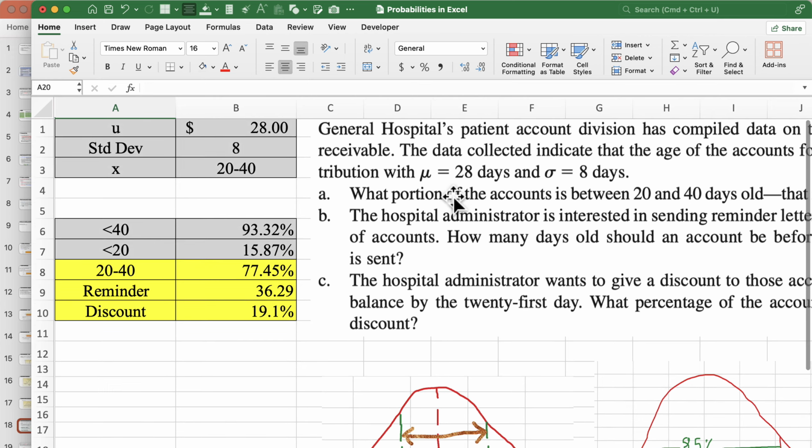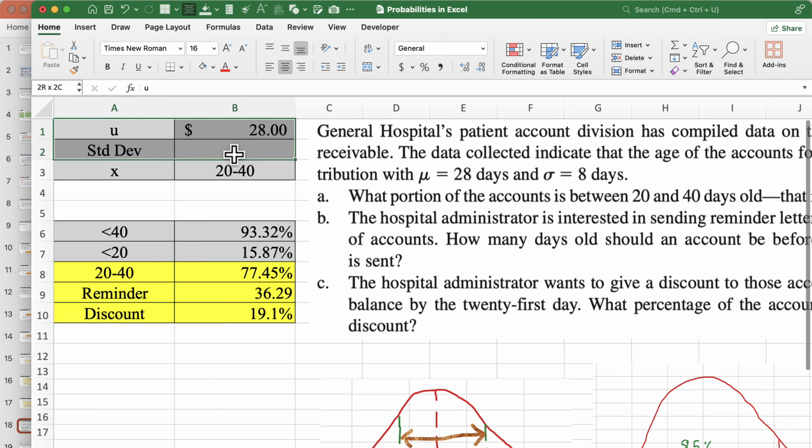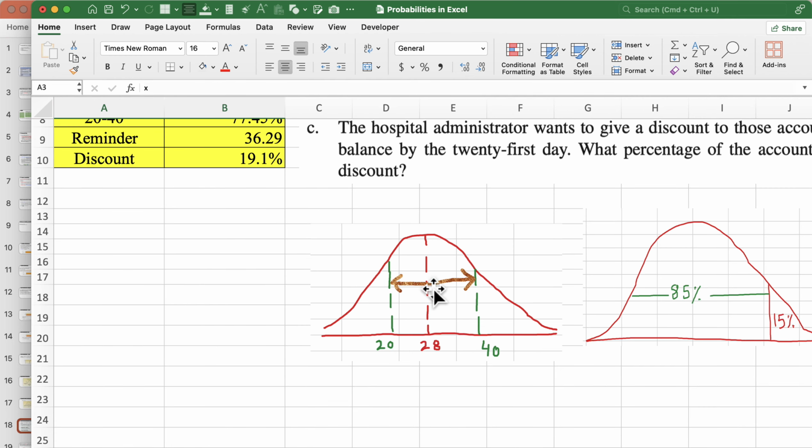So here is our data. Mean is 28, standard deviation is 8, and what we have to figure out is 20 to 40. So here is the figure. Mean is 28, and this is 20, and this is 40, and we have to calculate this area, the area that's represented by the brown arrow.